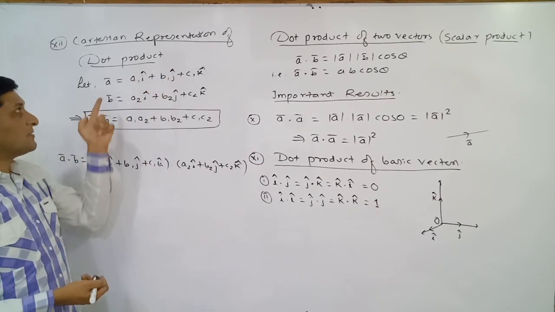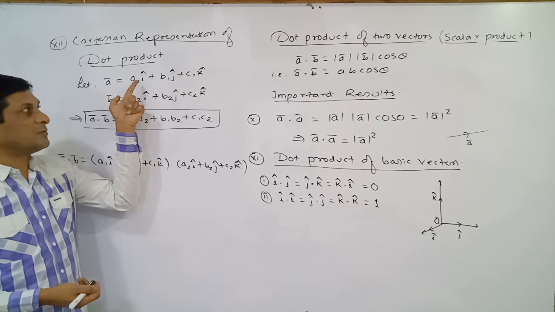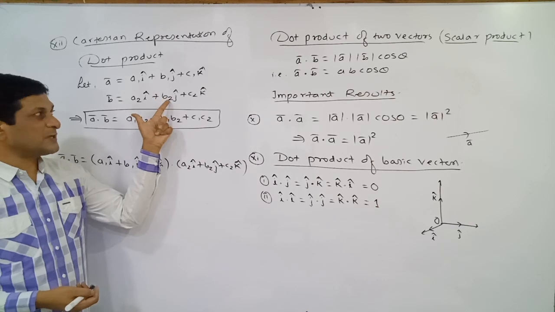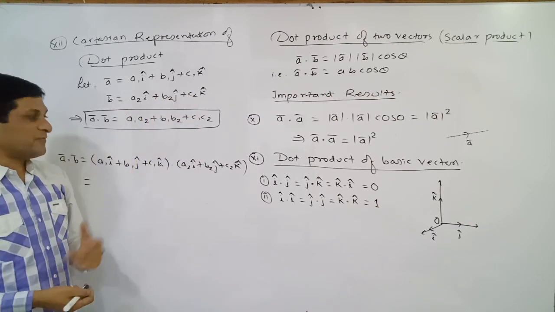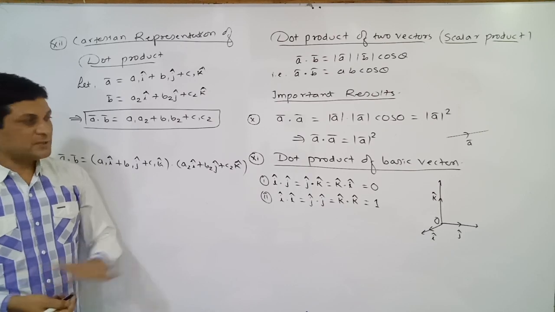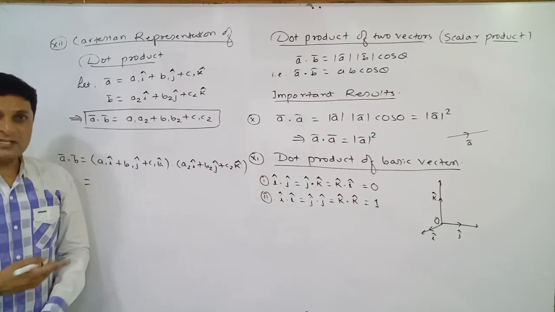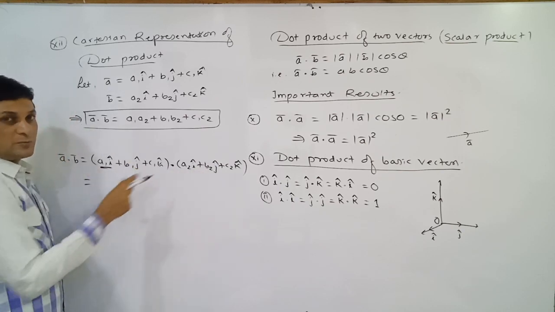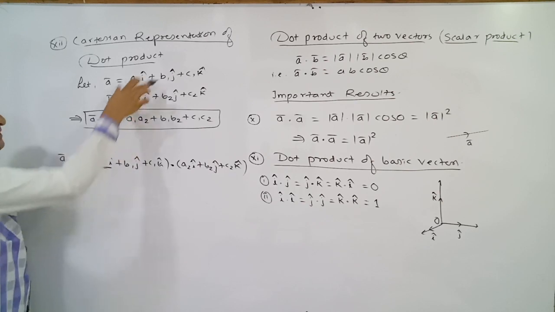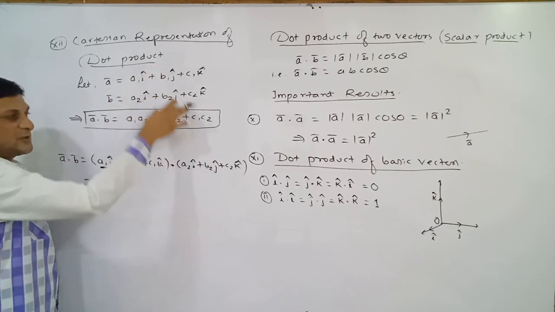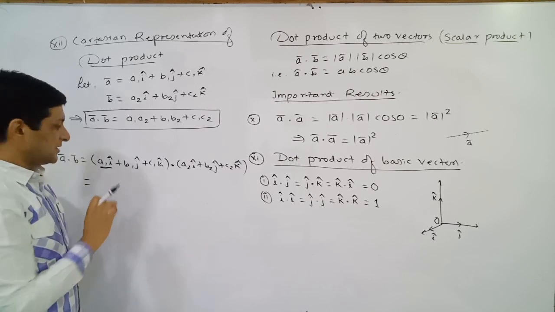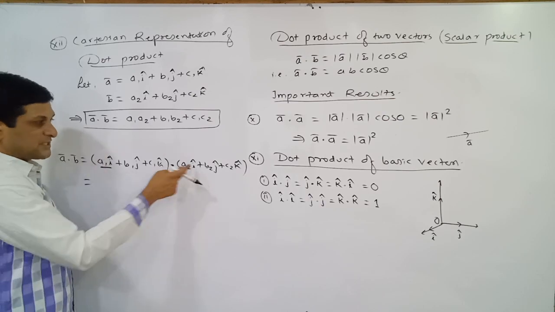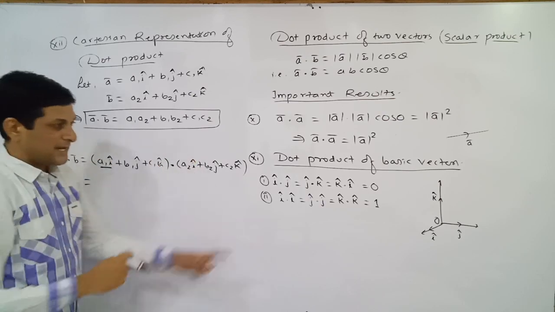Let us take a bar equal to a1 i cap plus b1 j cap plus c1 k cap, and b bar equal to a2 i cap plus b2 j cap plus c2 k cap. Now we are finding the value of their dot product. We take a bar dot b bar, first substituting the value of a bar, keeping the dot as it is, then substituting the value of b bar. Now take the dot product of a1 i cap with the three terms in this bracket. What is the dot product with the first term? i cap dot i cap.